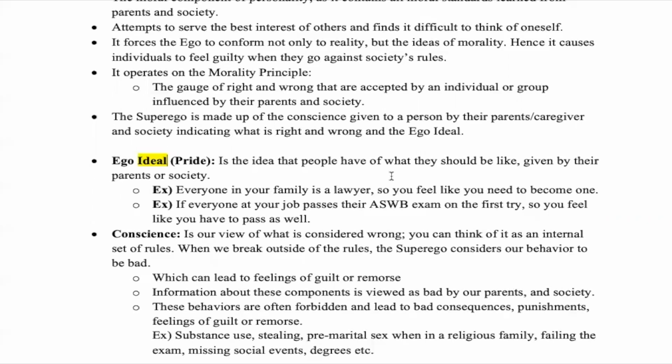So this information is going to be viewed as bad by our parents or society. So we are trying to avoid judgment from the group of people that we want acceptance from. And these behaviors are often forbidden and lead to bad consequences, punishments, or feelings of guilt or remorse in some way, shape, or form. So, a couple of examples to articulate this a little bit further.